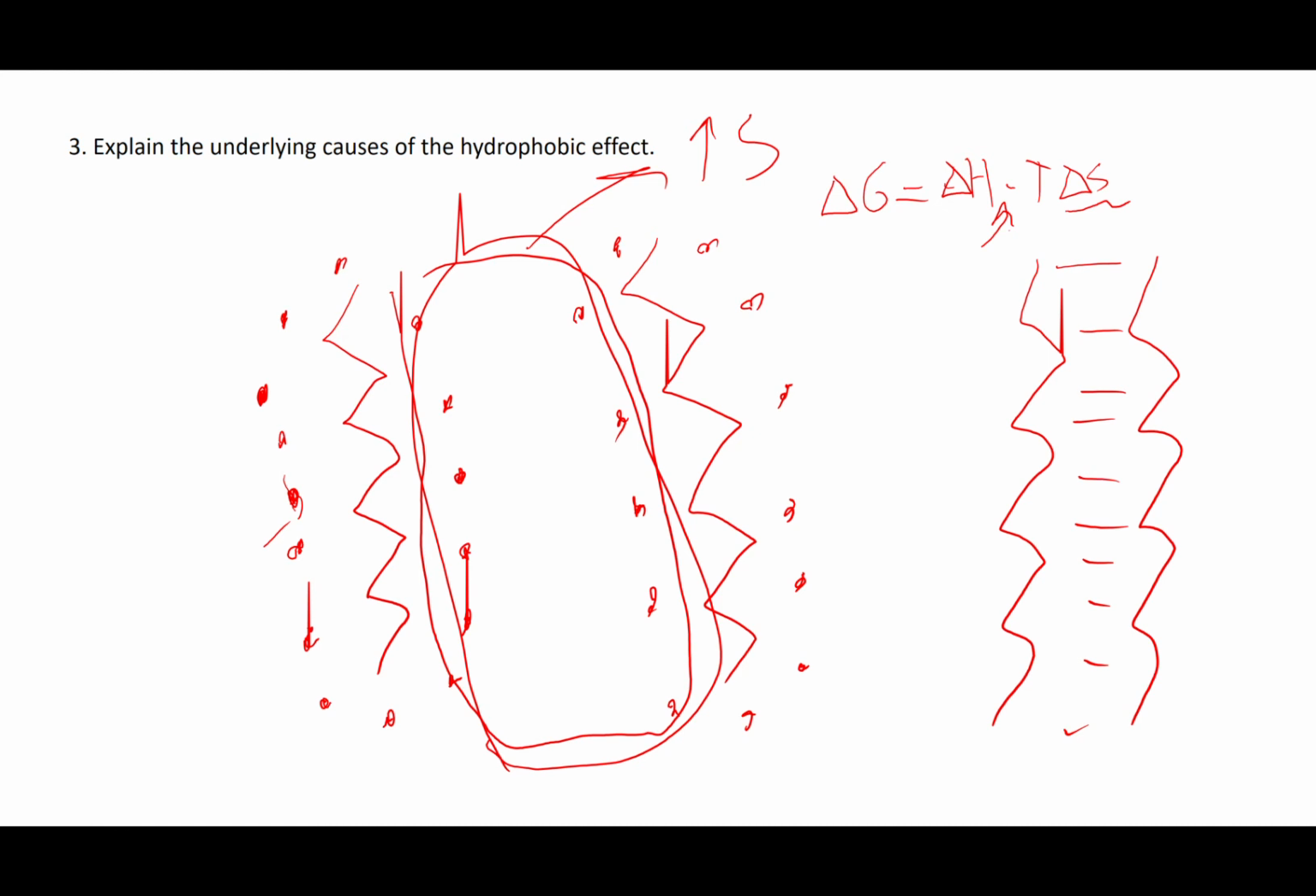So the underlying cause of the hydrophobic effect is that some of the water molecules that are locked into the clathrate cages get displaced when we start to aggregate hydrophobic molecules, and this increases the entropy of the system.